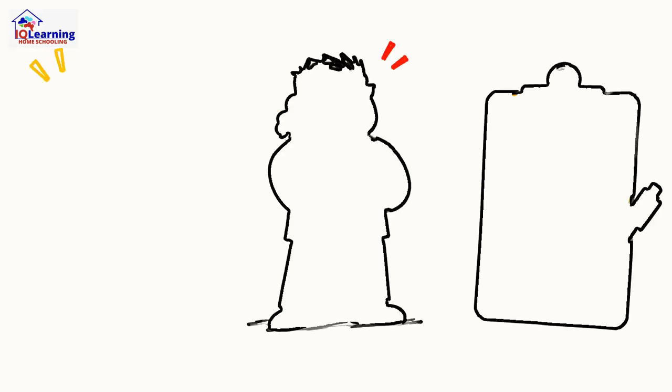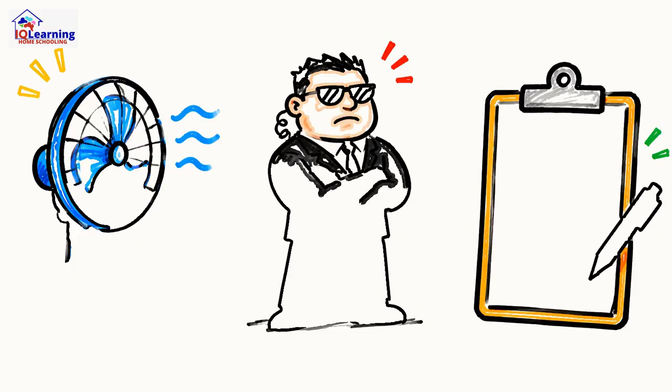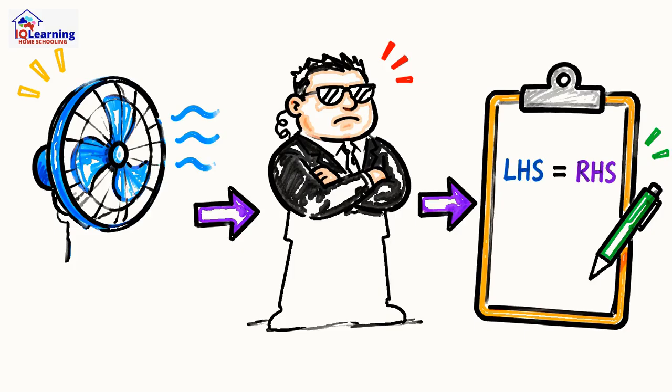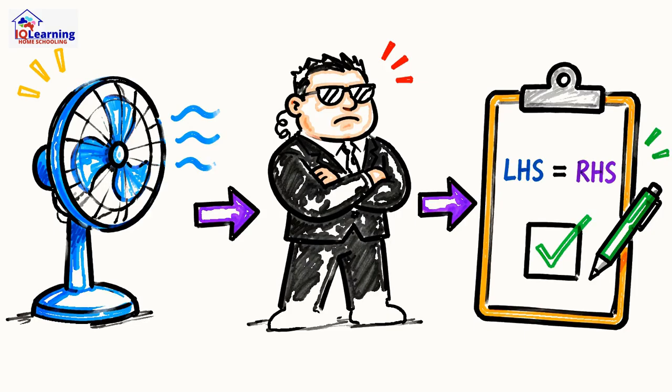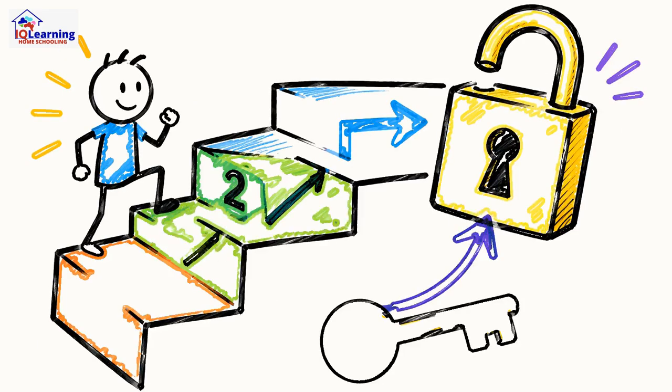The most powerful tool you have isn't speed, it's sequence. Move the fan, then deal with the bodyguard. And always plug your final answer back into the original equation to see if it holds true. Get the sequence right, and you can unlock any two-step problem you face.